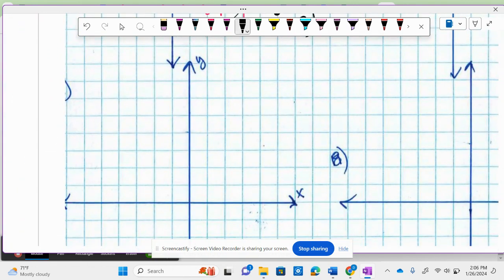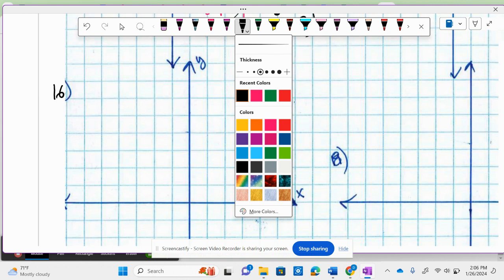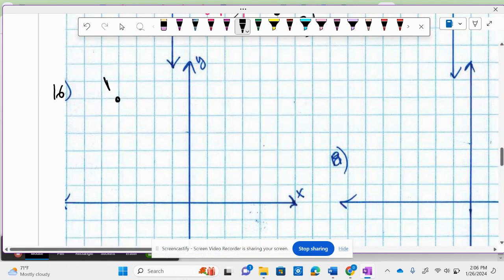So number 16, let's see. Number 16 starts at -4, +6. So point P starts at -4, +6. And the rule is R, x equals 2, composed with R in the y-axis. So the first thing I'm going to do is reflect over the y-axis. 1, 2, 3, 4 units away. So I'm going to put a point 4 units on the opposite side. Do you guys feel okay with that?